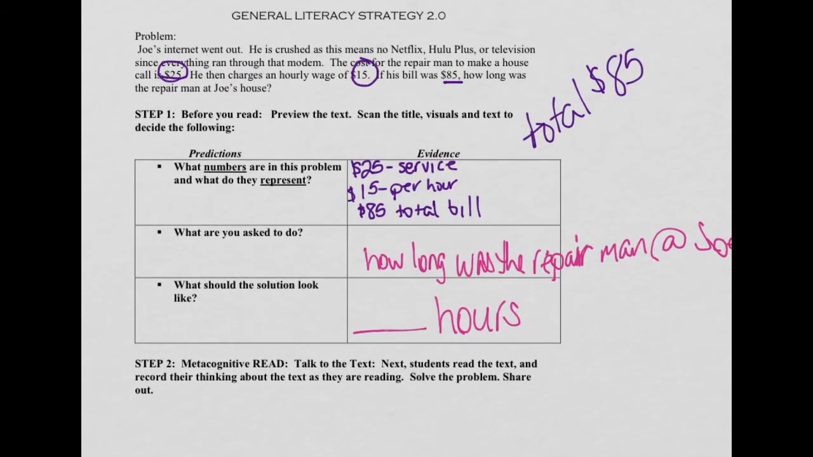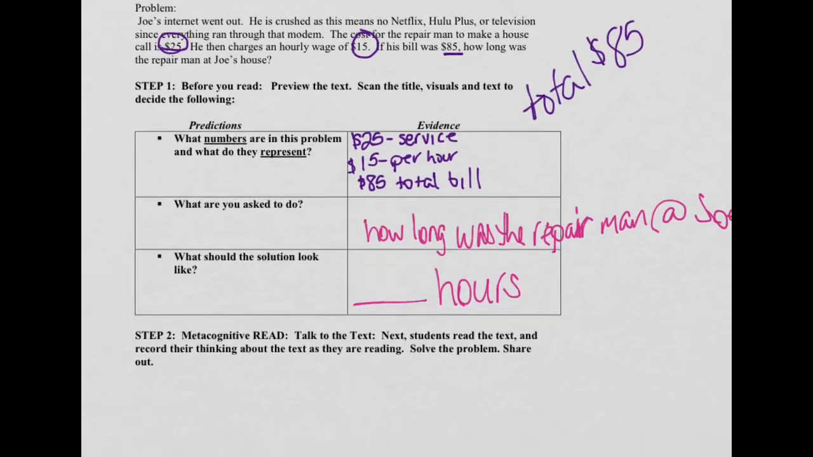Joe's internet went out. That's a bummer. He is crushed, as this means no Netflix, Hulu Plus, or television since everything ran through that modem. Okay, so obviously it needs fixed. The cost for the repairman to make a house call is $25. He is an expensive repairman. He then charges an hourly wage of $15 an hour. If his bill was $85, how long was the repairman at Joe's house?